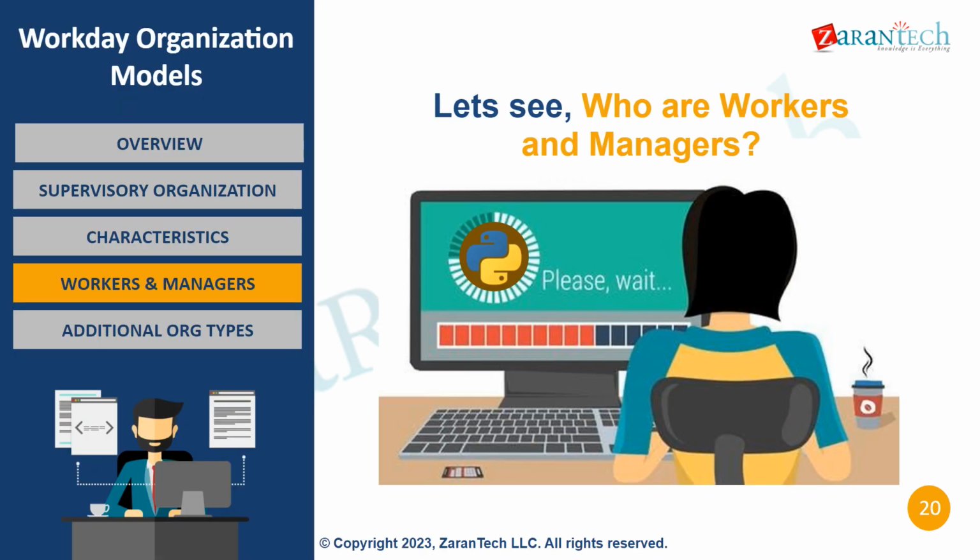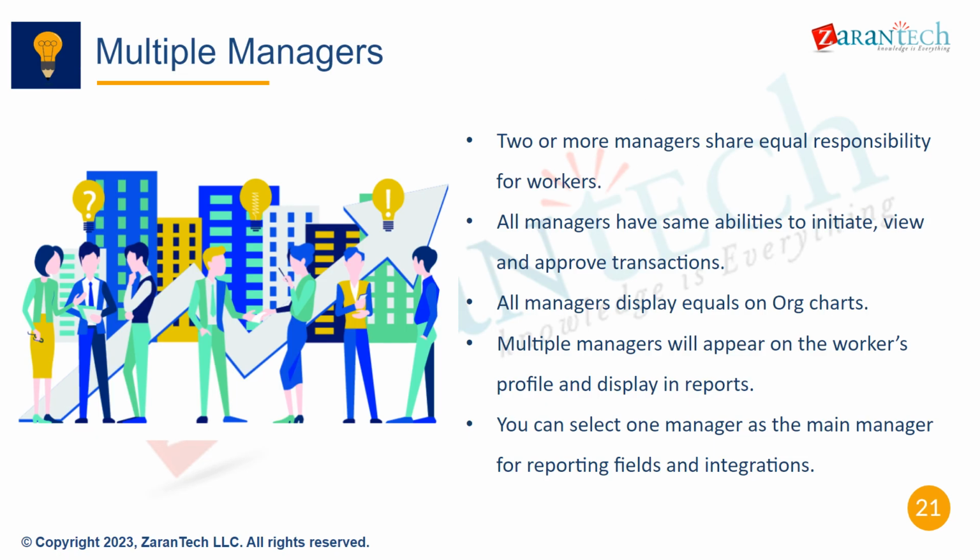Now let's discuss workers and managers within the supervisory organization. With multiple managers, two or more managers share equal responsibility for workers. All managers have the same abilities to initiate, view and approve transactions. On org charts, the multiple managers display as equals. Multiple managers will also appear on the worker's profile and in reporting. You can select one manager as the primary for reporting purposes.